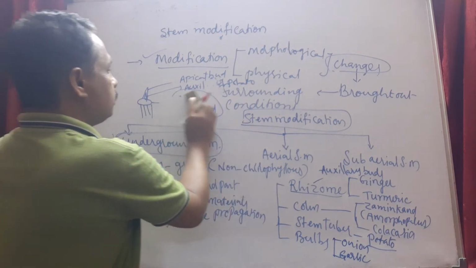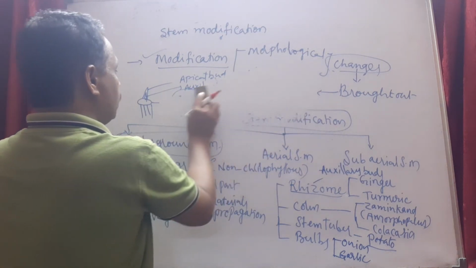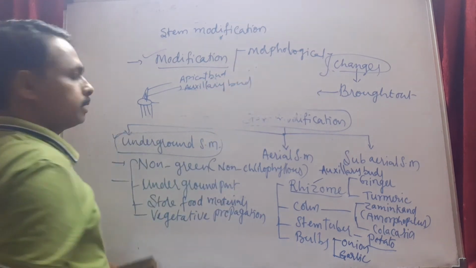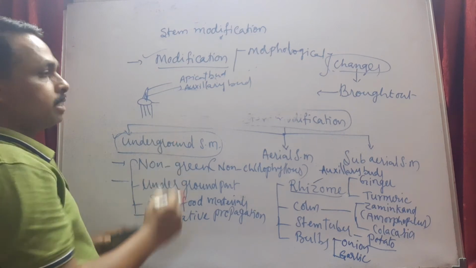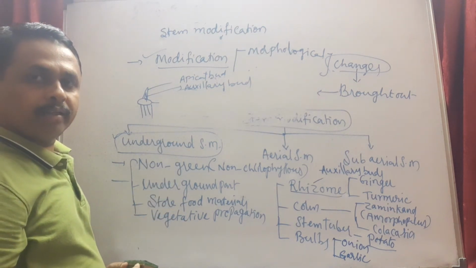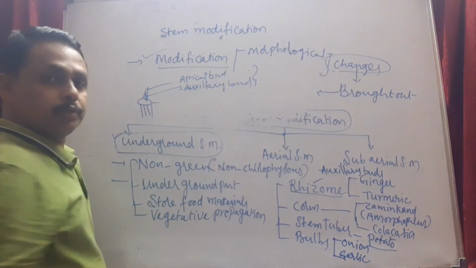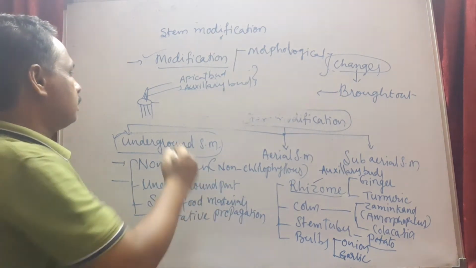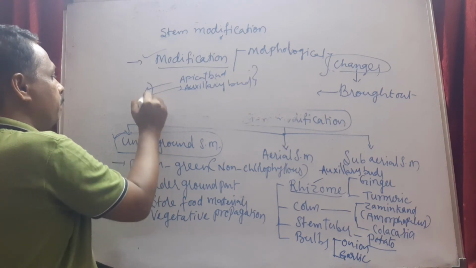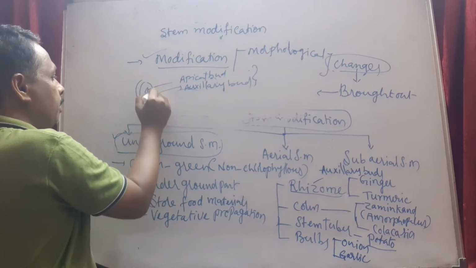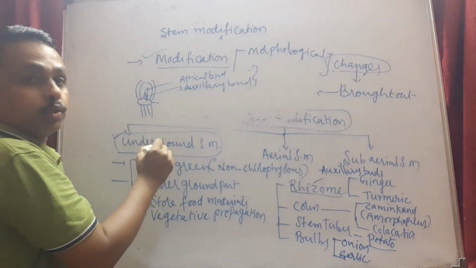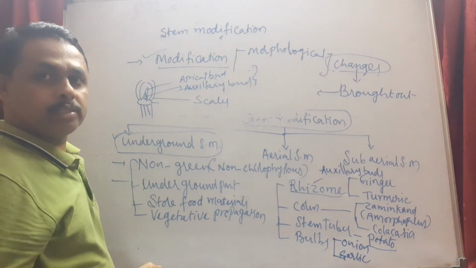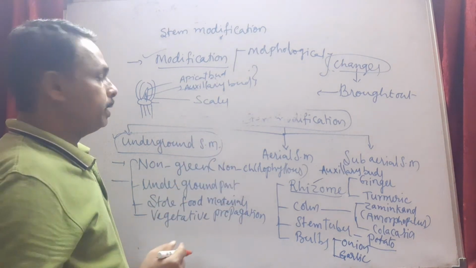Apical bud and axillary bud are present. Now, what are this apical bud and axillary bud? These are the structures for propagation of the onion or garlic and all. And these are surrounded by fleshy leaf-like structures which store food. These are called scales. They are fleshy leaf-like structures which store food materials.